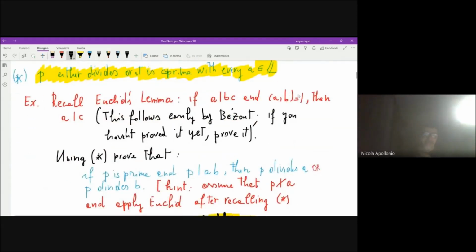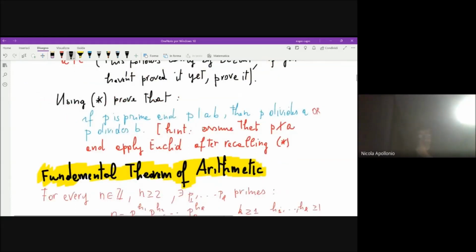So by applying Euclid's lemma, simplify when you have a prime, and using this observation, you can prove the following fact, which can be assumed as another definition of prime numbers. But look, it is very, very nice, this property.